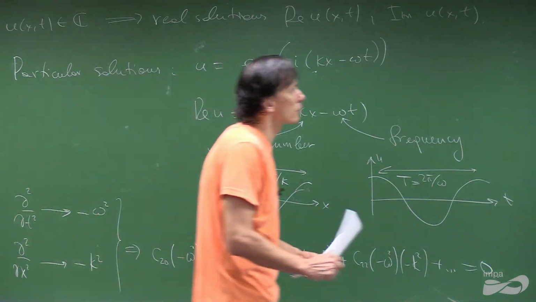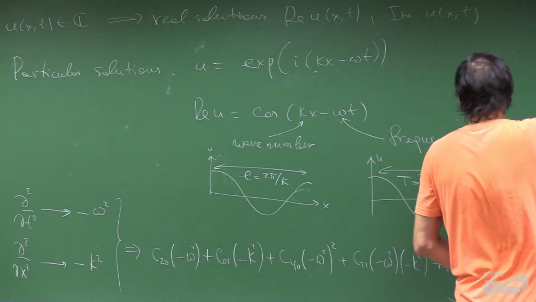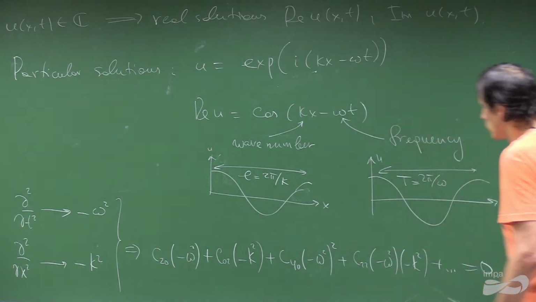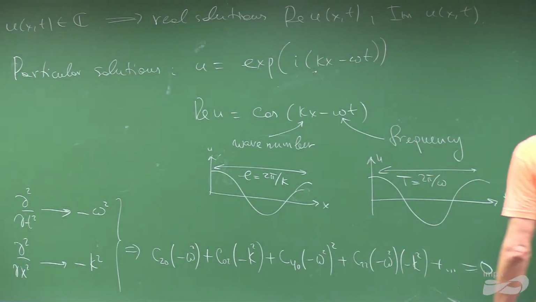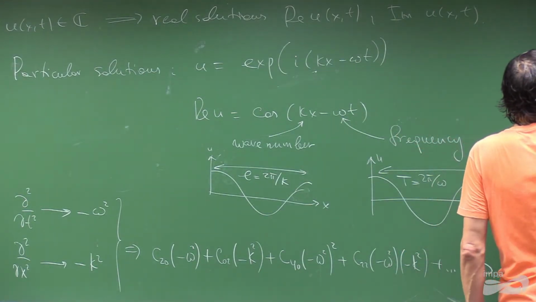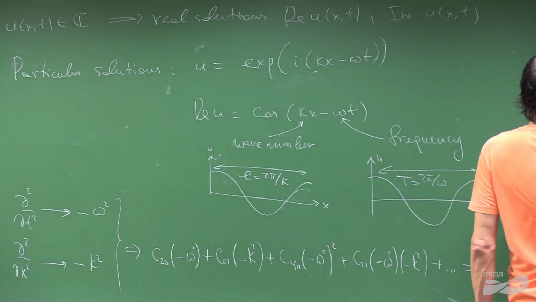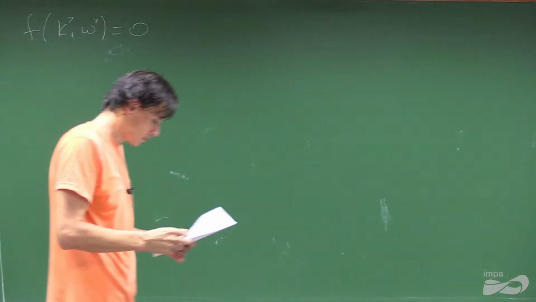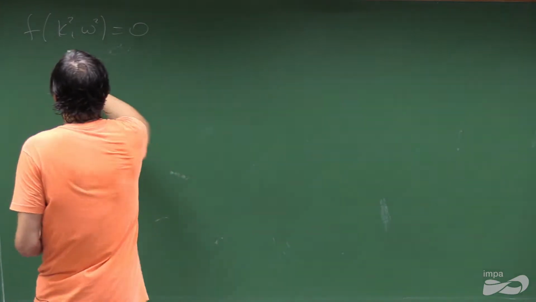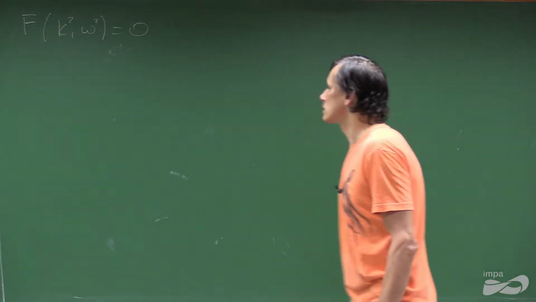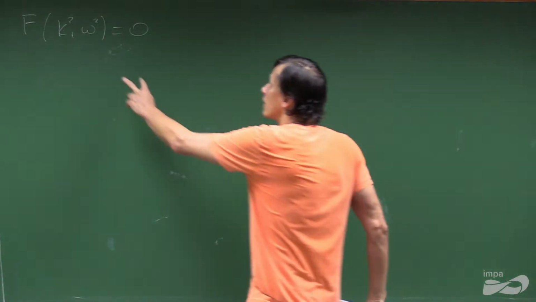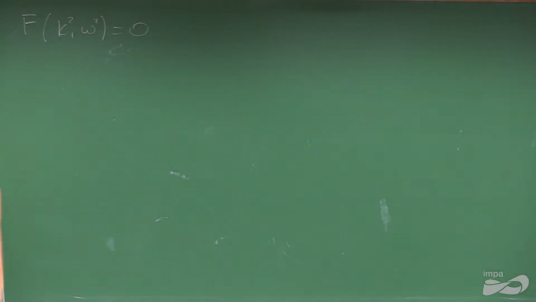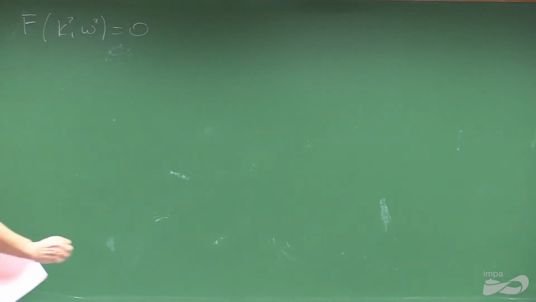So in the general form, the left-hand side is a function which depends on k squared and omega squared, equals 0. So that's the general form of this function. Let's call it small f. So that just gives you a functional relation between k squared and omega squared.